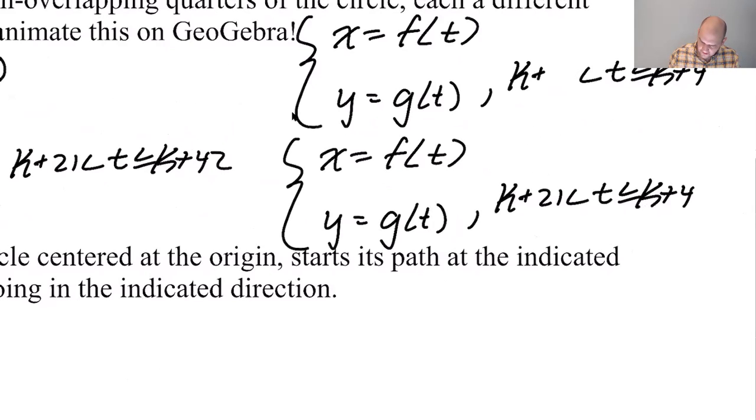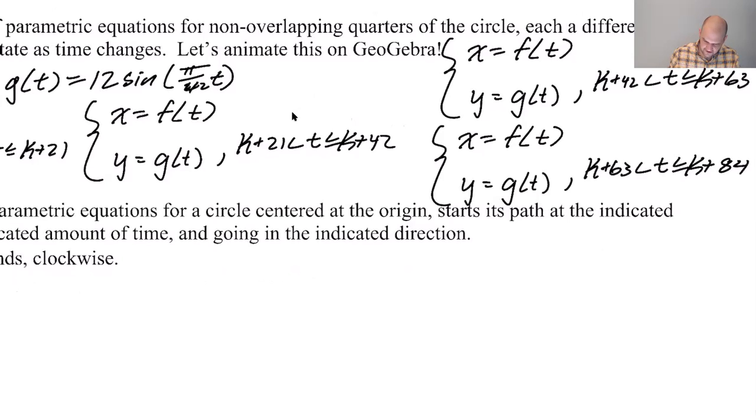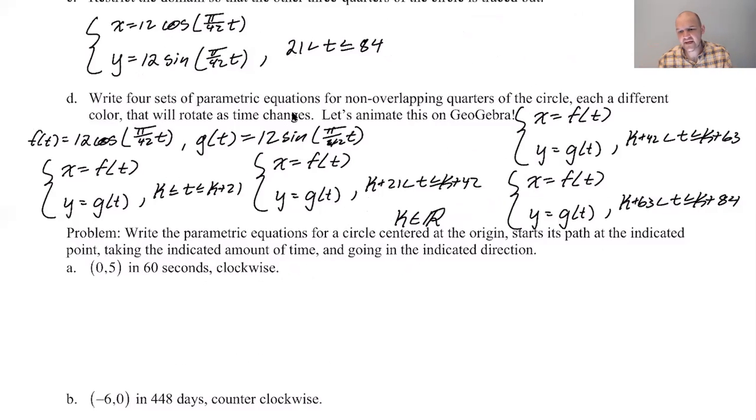Okay, so what are we doing? We're going 42 to 63. And then finally, good grief, we're going 63 to 84. And then we're going to say K is an element of the reals. That's going to do it, I think. That's definitely going to do it, right?